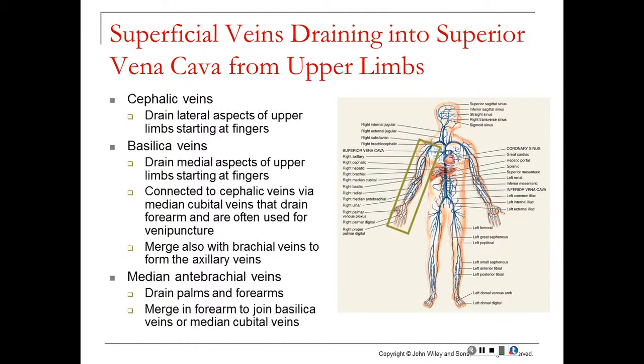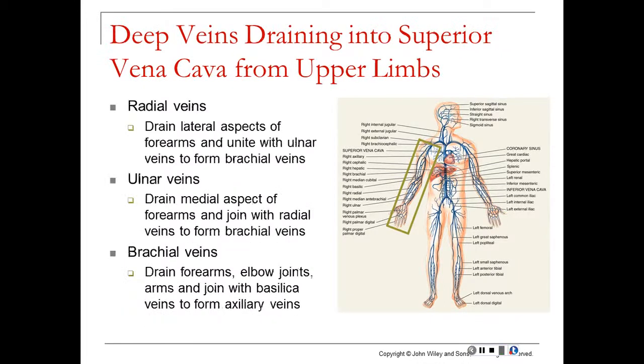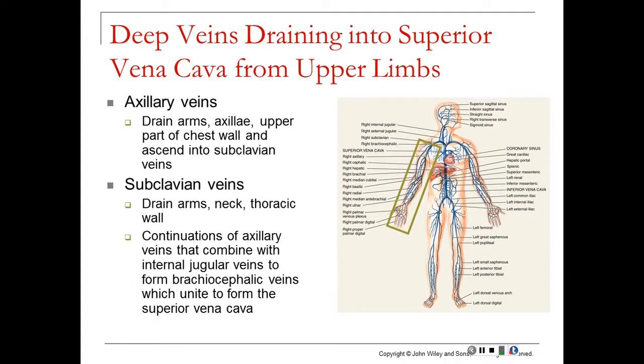The median antebrachial veins drain the palms and the forearms, and they merge to form the basilica or median cubital veins. Then you also have the radial veins, the ulnar veins, and the brachial veins. The brachial veins are draining the forearm, elbow, and they are going to join with the basilica to form the axillary veins. The ulnar veins drain the medial aspect of the arm, and they join the radial to form the brachial veins. The radial veins drain the lateral aspect of the arm, and they unite with the ulnar to form the brachial veins.